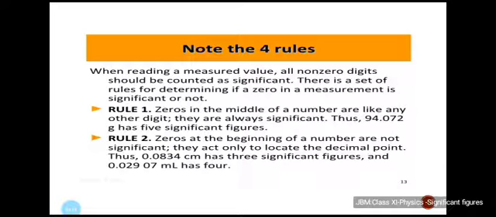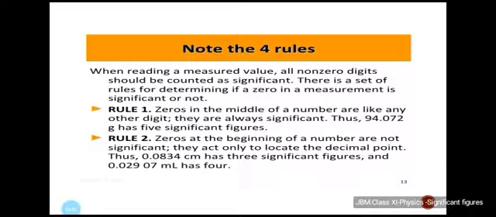If x is equal to 1.0809, then how many significant figures are there? 5 significant figures: 10809. Zeros at the beginning of a number are not significant. They act only to locate the decimal point. Thus, 0.0834 centimeter has 3 significant figures, 834, and 0.02907 milliliter has 4, 2907. So there are 4 significant figures.